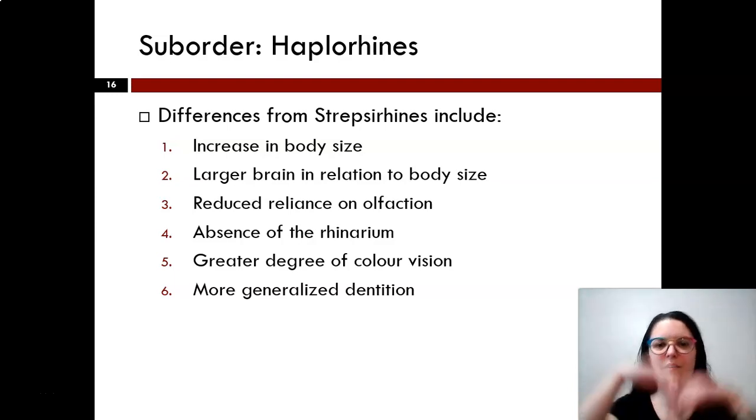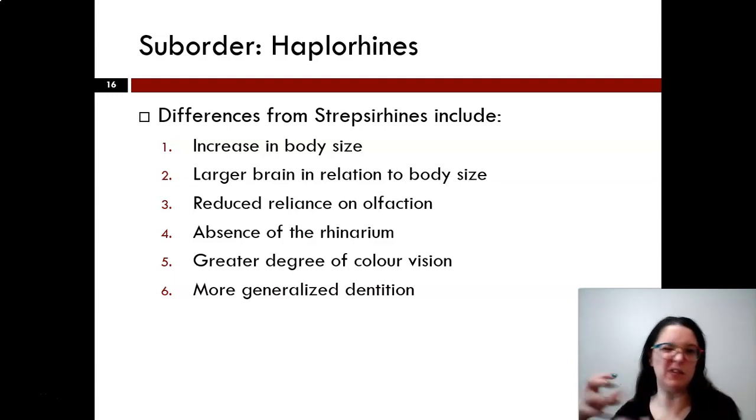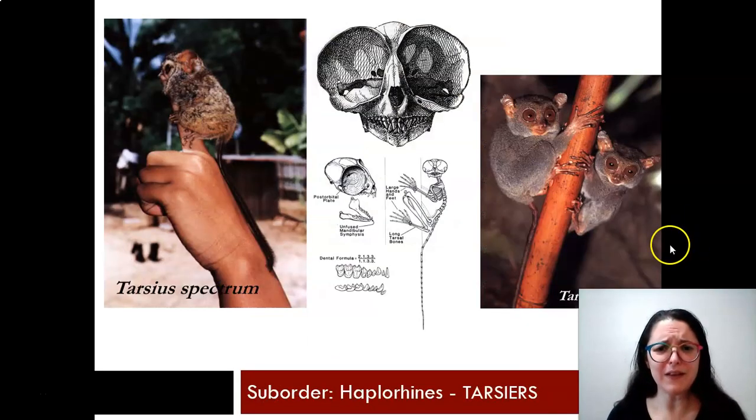And then we're going to see some variations amongst the haplorhines that allow us to divide into the four major groups, which are tarsiers, monkeys, apes, and then humans. And humans are part of apes, but we'll talk about that a little bit more. Okay, so let's look at some of these folks.